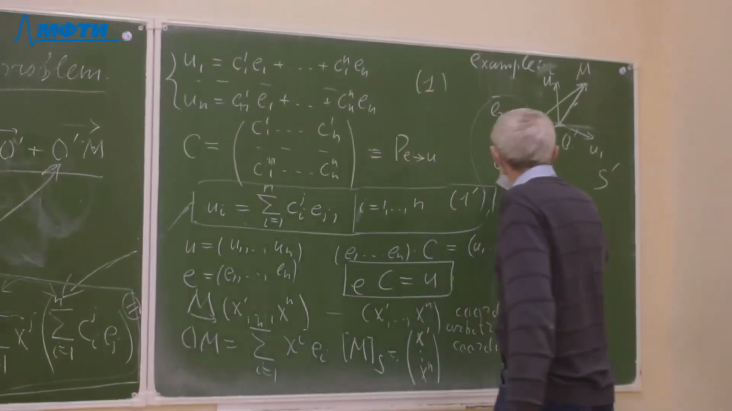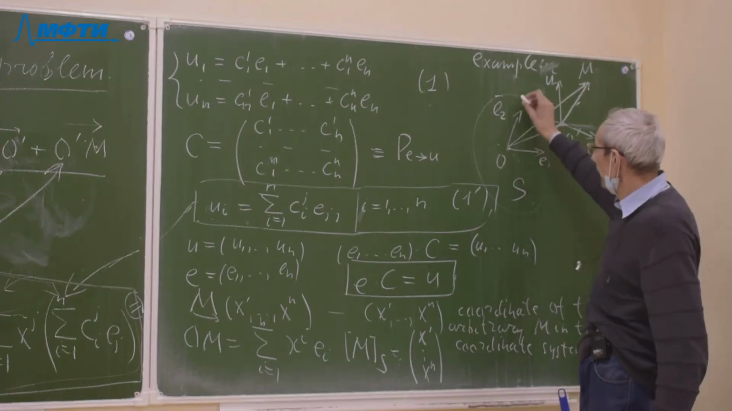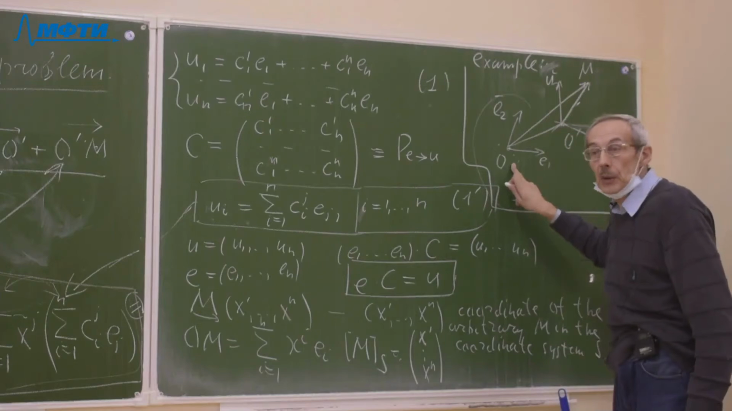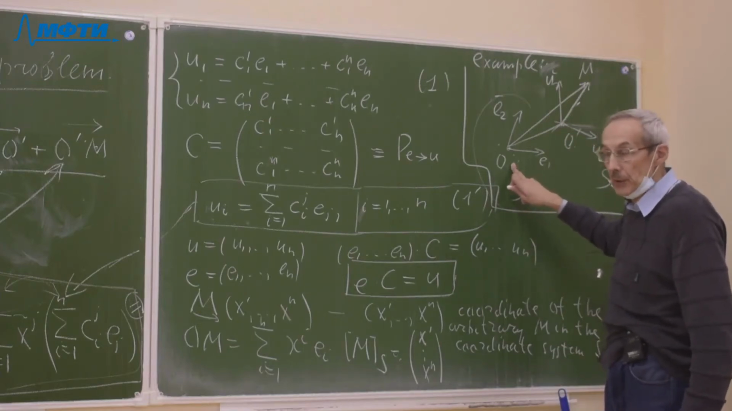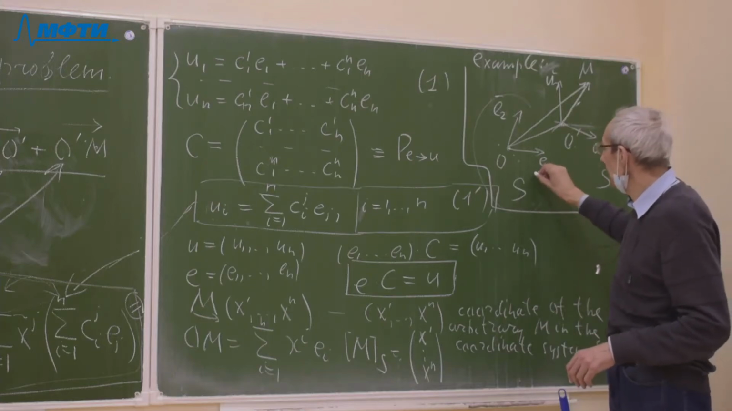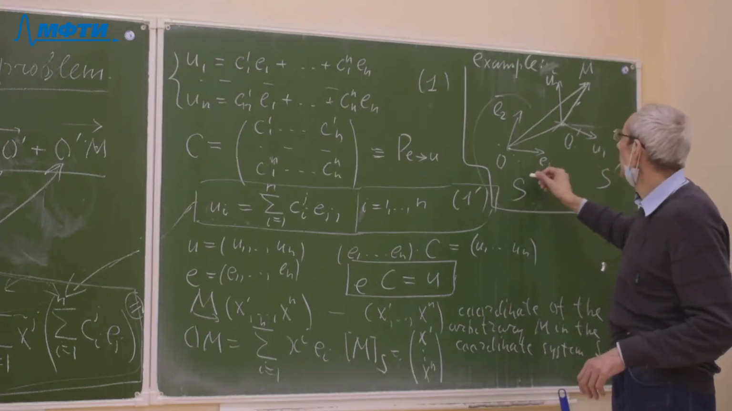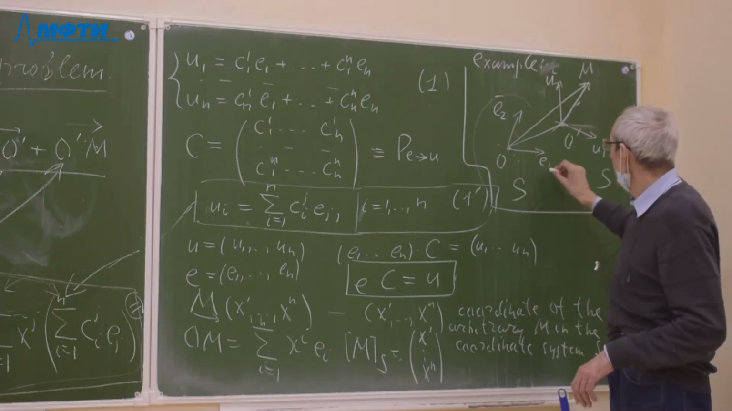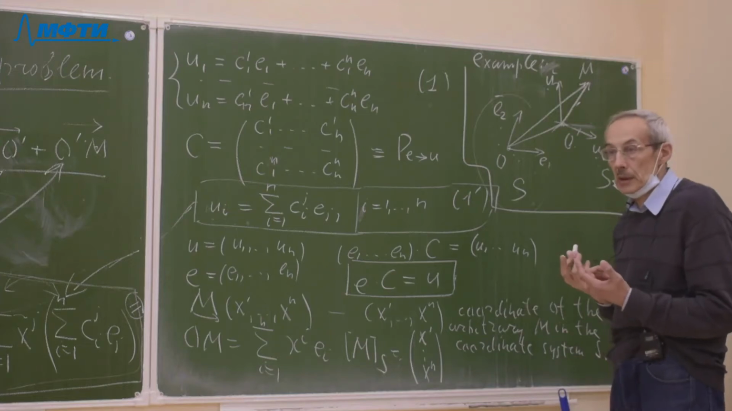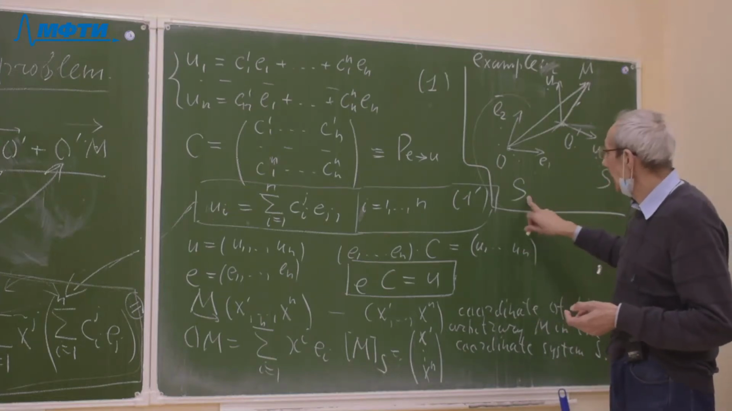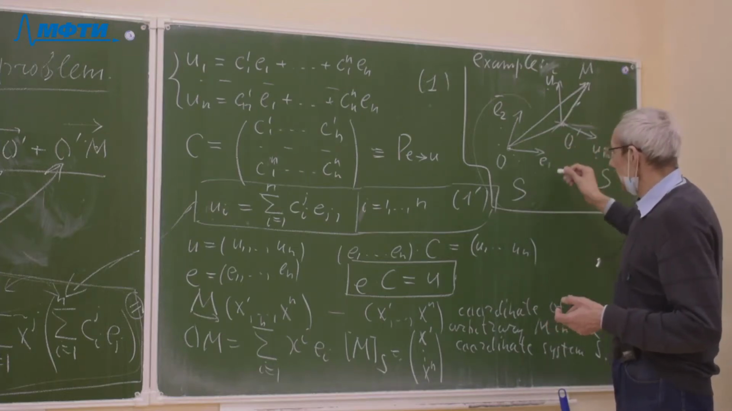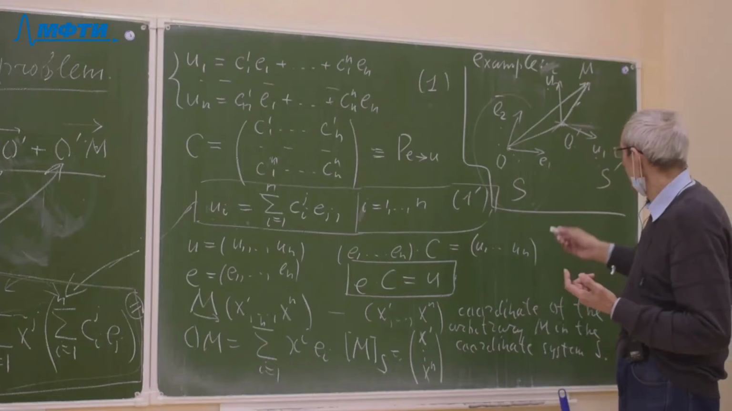We have two coordinate systems. This is an example, the example of the plane, the Euclidean plane. In this case, we have a basis which contains only two vectors, E1, E2. And we have two coordinate systems: the old coordinate system S and the new coordinate system S prime. And we have the following datum.